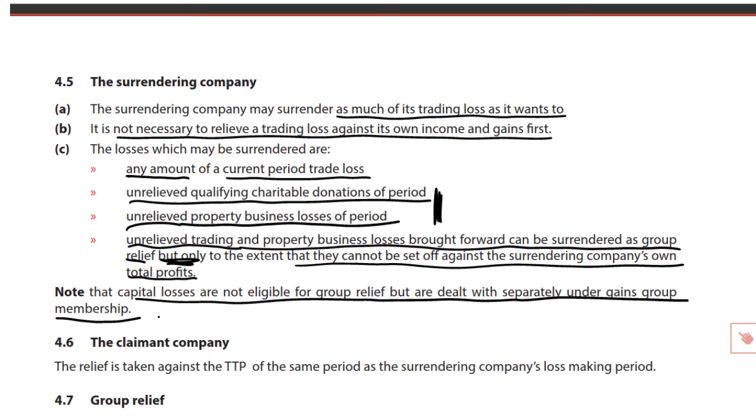That's where we will see, under totally separate rules to the group relief rules that we're discussing now, what may happen when a company in the gains group has a capital loss and another company within the gains group has net gains. It's not group relief, it is something different, but it will allow an offset of one against the other, but that awaits us later.